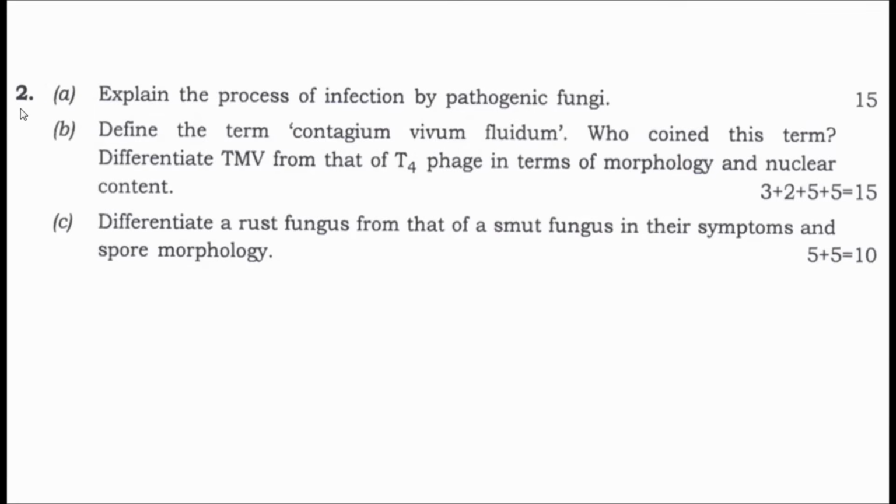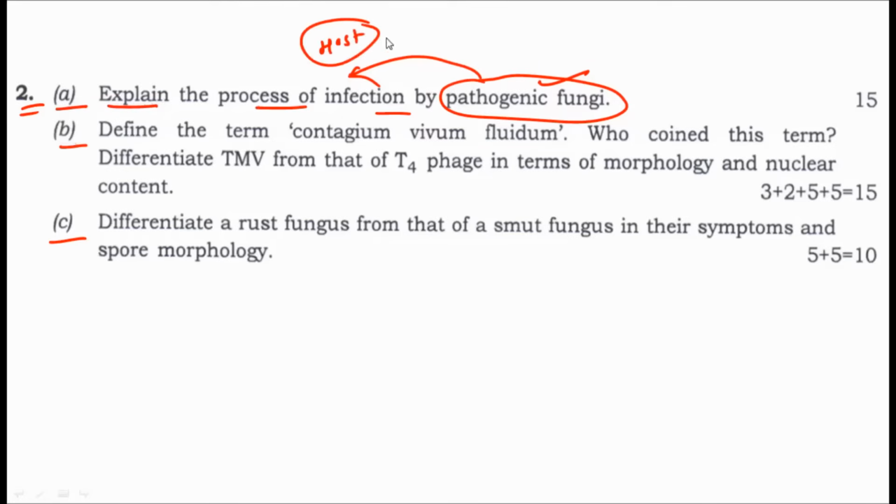Now let's move to the second question, which is divided into 3 parts, that is A, B, and C. The first sub question: explain the process of infection by the pathogenic fungi. That is, you have to write down the generalized answer in this case. That is, how the pathogenic fungi infect their host and what is the mechanism of their infection. And if you explain this, you will get a total of 15 marks.